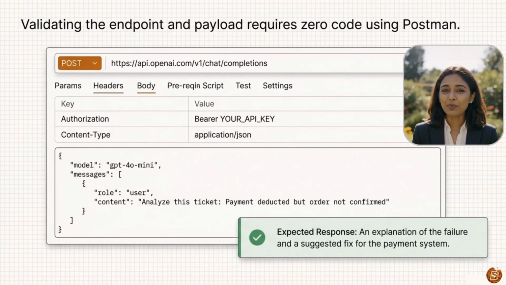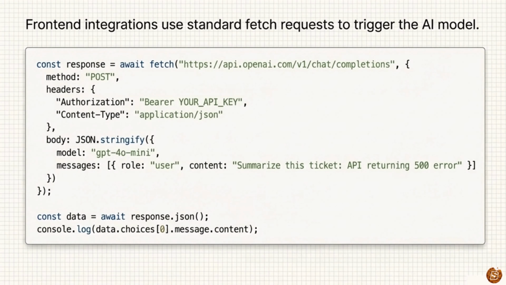You can validate your endpoints and request payloads without writing any code by using tools like Postman. This is an excellent way to test your integration logic and verify expected responses. For front-end applications, you can trigger AI models using standard fetch requests. Simply configure your headers and body as shown here to interact with the API securely from your client-side code.